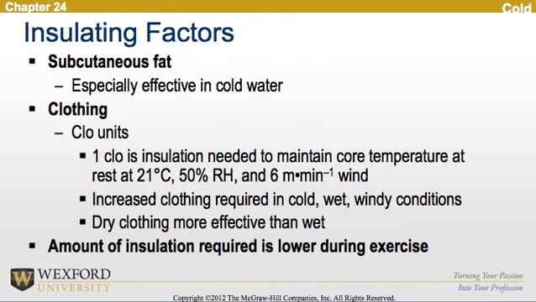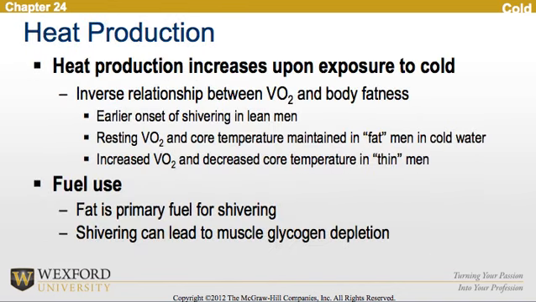Now, when considering insulating factors, subcutaneous fat is especially effective in cold water. Also, clothing. You have CLO units, where 1 CLO is the insulation needed to maintain the core temperature at rest at 21 degrees Celsius, at 50% RH, and at 6 meters per minute of wind. Increased clothing is required in cold, wet, and windy conditions. In addition, dry clothing is more effective than wet. Also, the amount of insulation required is lower during exercise.